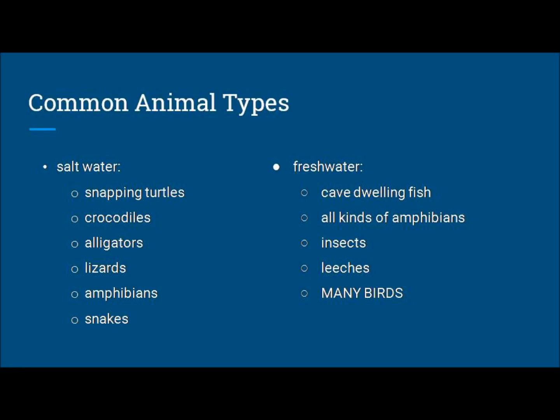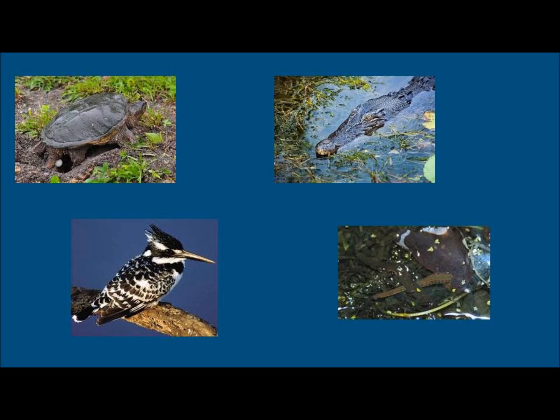The animals of the wetlands vary depending on what kind of water is found. In the saltwater wetlands, there are snapping turtles and crocodiles and alligators. The crocodiles and alligators are the largest animals that are found throughout all of the wetlands. There's also snakes and amphibians. In the freshwater wetlands, there are fish and amphibians and many species of birds, such as the finch and the heron.